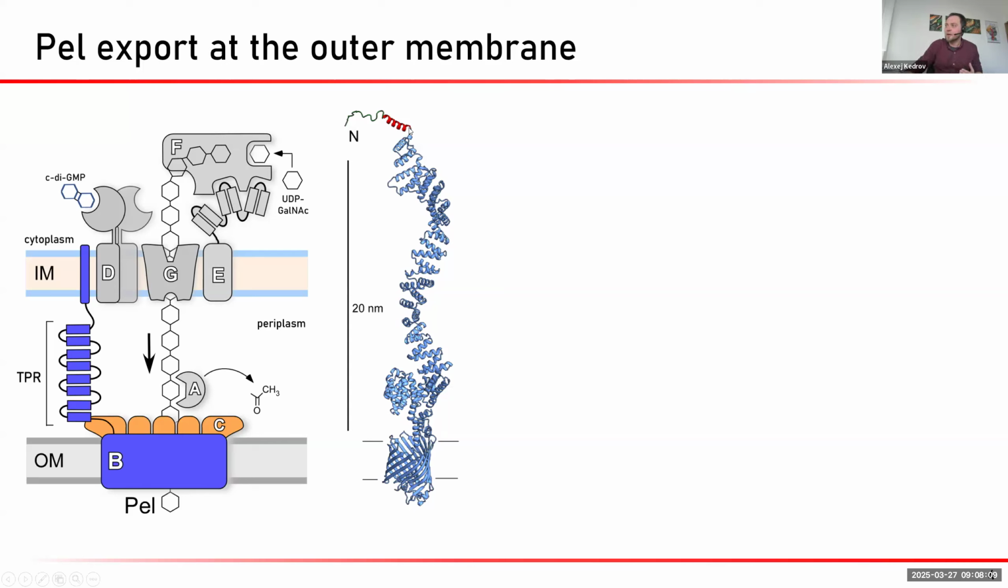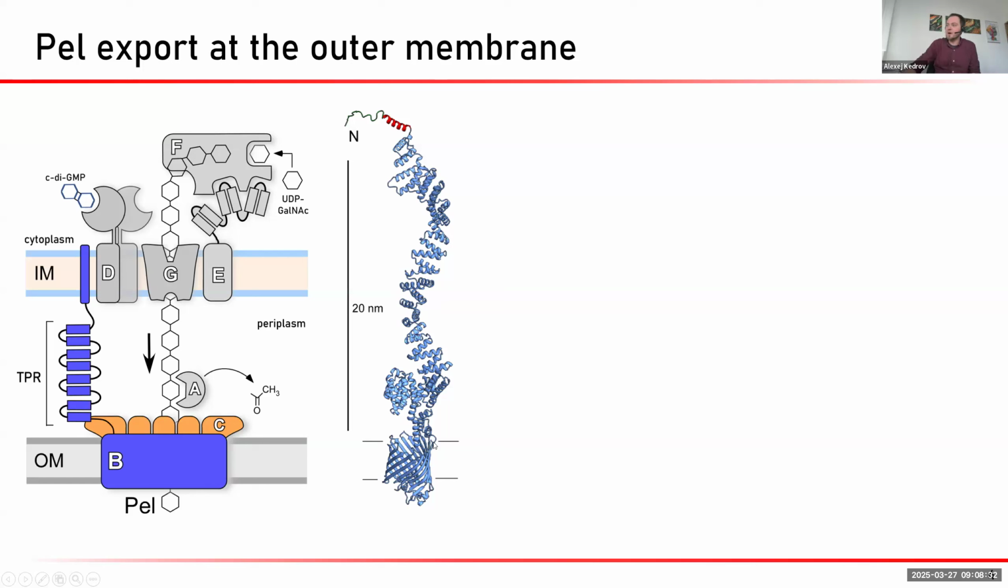And this red domain in the N-terminal has all the properties of a classical transmembrane helix for the inner membrane. It has no cleavage site. So it looks like a rare example where the protein would be anchored in both membranes, and potentially it interacts with the inner membrane complex and guides the polysaccharide directly for export.